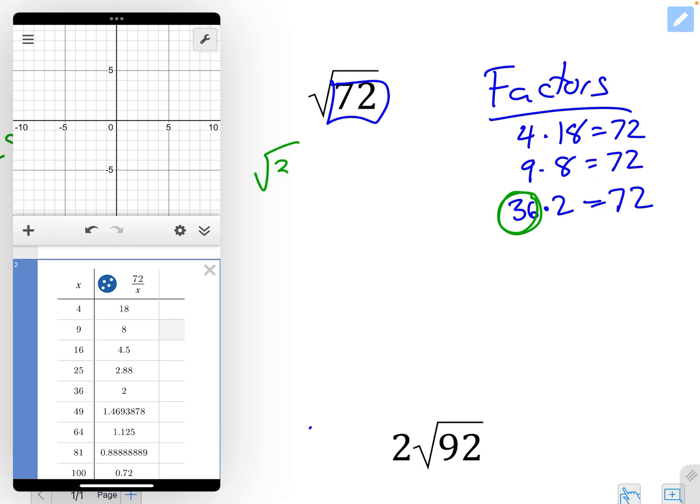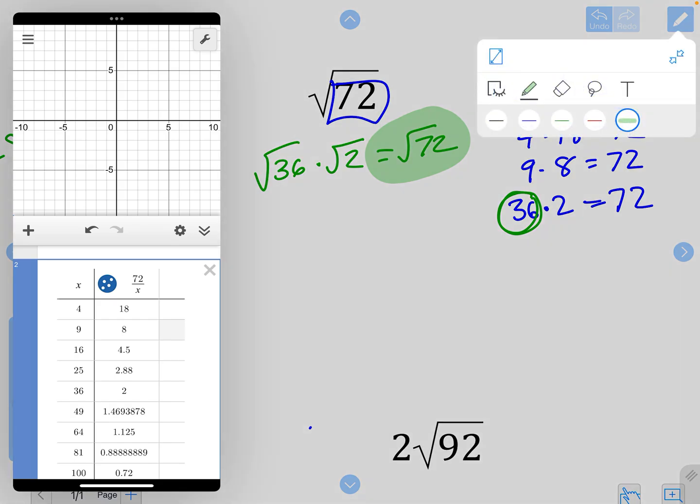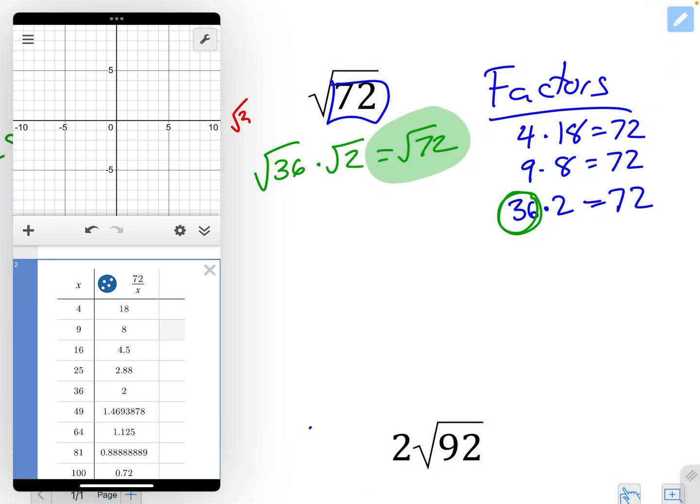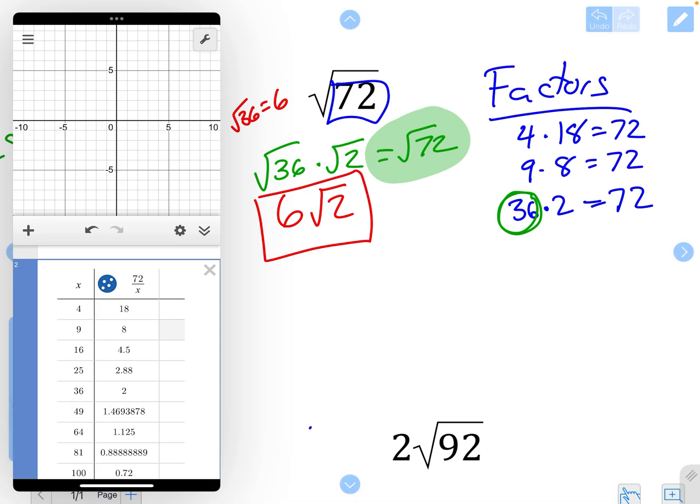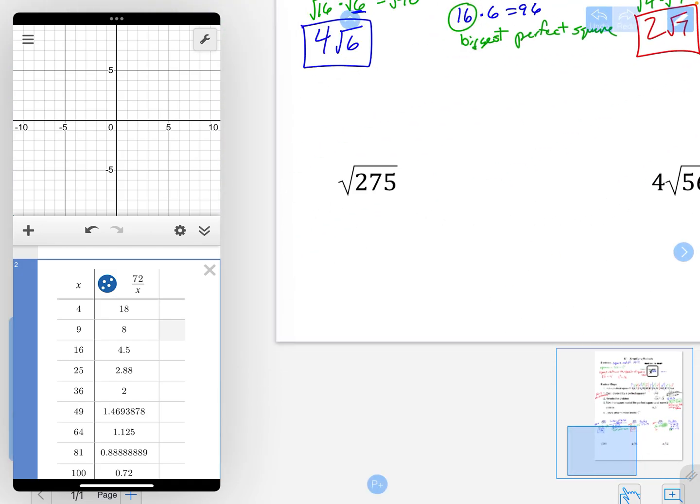So I'm going to write the square root of 36 times the square root of 2 equals the square root of 72. I'm just writing this to remind us that that's how we got there, that we multiplied those two things. I know that the square root of 36 is 6, so I'm going to replace the square root of 36 with 6. Since 36 is one of my perfect squares, write the square root of 2, and that is my simplified answer.